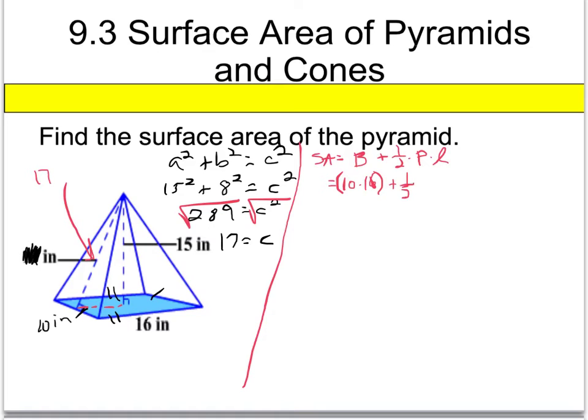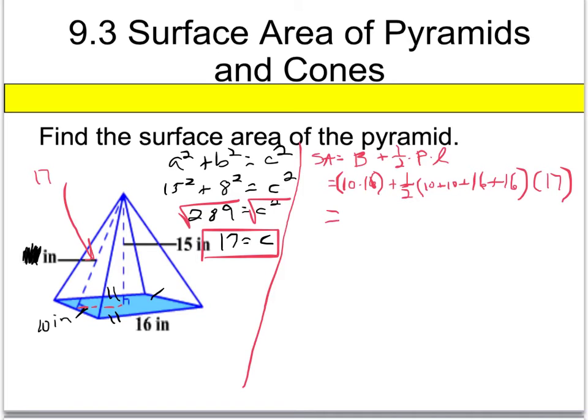What is the perimeter? Notice that opposite sides are congruent, so we have 10 plus 10 plus 16 plus 16. We are going to be multiplying that times our slant height, which we just figured out is going to be 17. So now we have the information. All we have to do is solve.